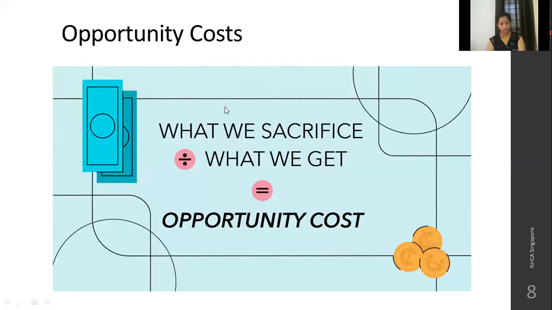Then we have opportunity cost. It is what we have sacrificed divided by what we get is equal to opportunity cost. It's the cost of the opportunity which we are letting go. For example, you are going to start a maternity clinic for mothers, but because of a constraint on your investment, you are not able to give pediatric services. You can only hire an obstetrician. So you have to let go the opportunity of having a pediatrician.